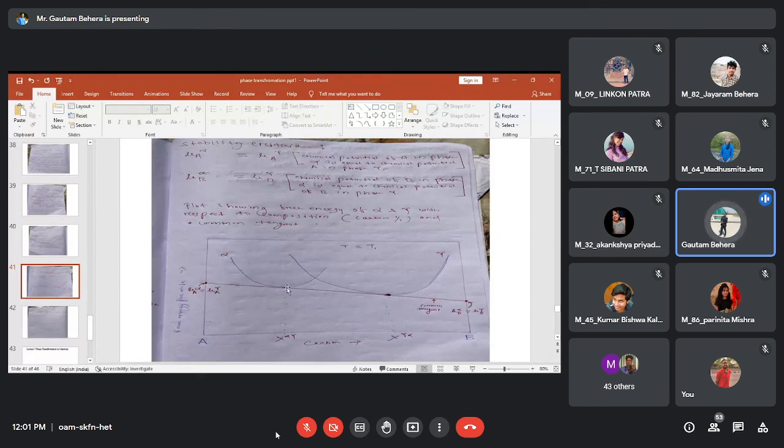But this tangent is intersecting two different phases, the alpha phase and the gamma phase. That means this particular point will show you that the chemical potential of A in the alpha phase is equal to the chemical potential of A in the gamma phase. Similarly, this point, the B side, will show you that the chemical potential of B in the alpha phase will be equal to the chemical potential of B in the gamma phase, right? So now this is the equilibrium condition or stability criteria.